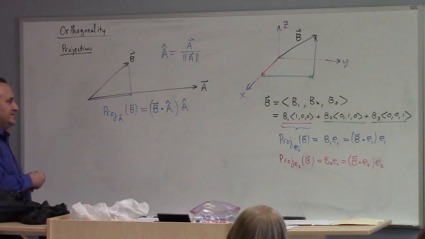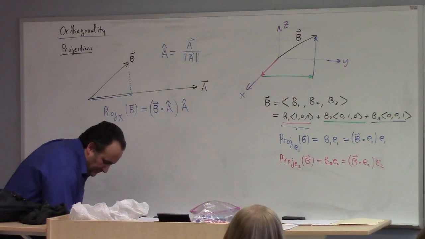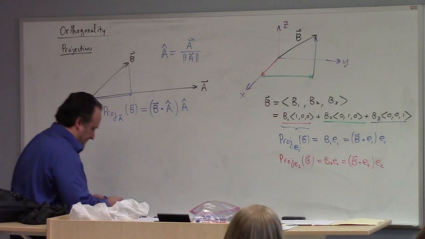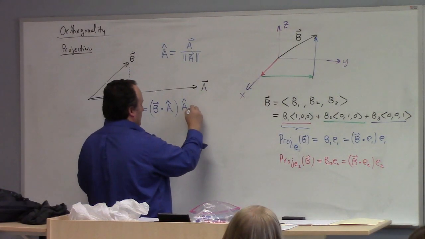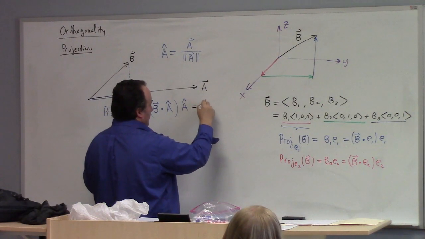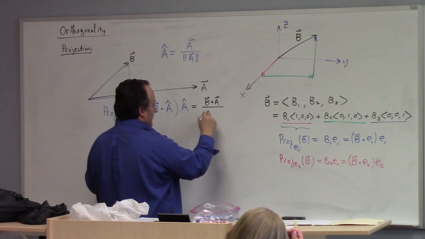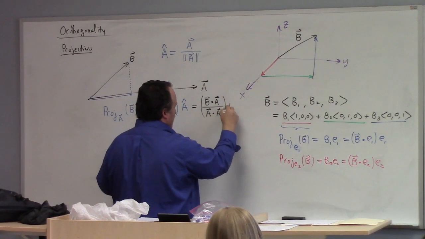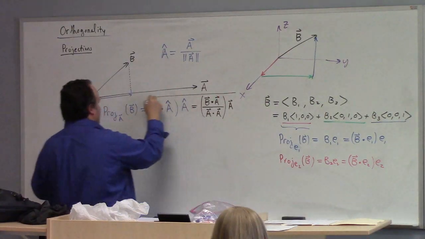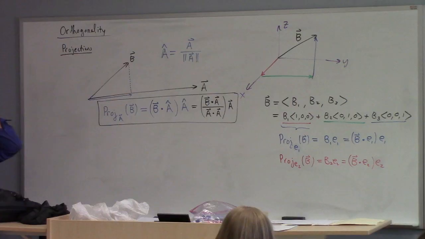Now, if we write that with A instead of A hat, what does the formula look like? We've got B dot A divided by A dot A, times A. So there's a formula without the unit vector A for the projection. But this is just the projection onto a single direction. Now what was the other thing we talked about?